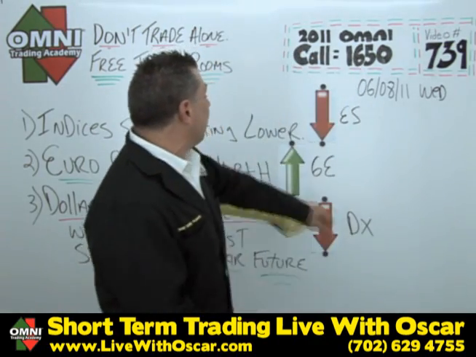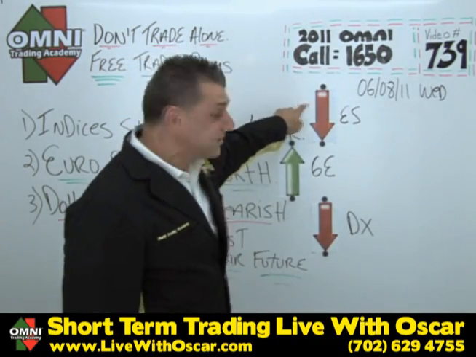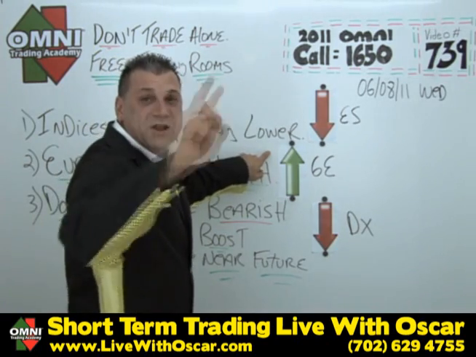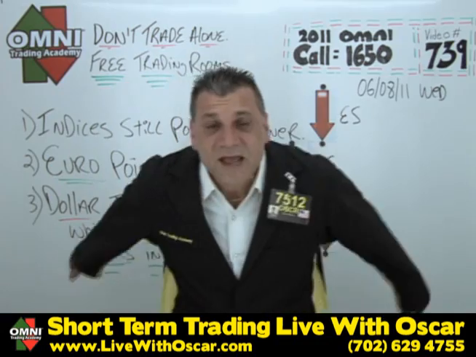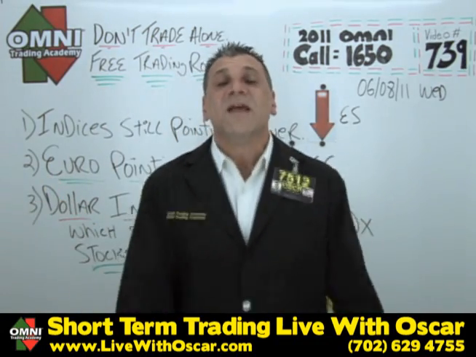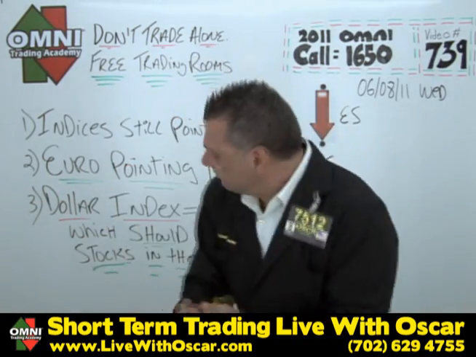Traders, what's on my board? Well, when we look to my left, we have a red omni for the ES. We have a green omni for the euro currency. And then we have a red omni for dollar index. And that's what I think is going to happen. And let me explain a little bit more.